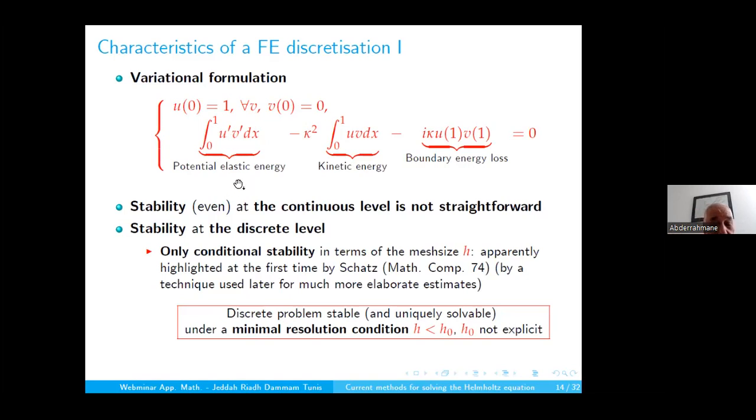It describes, in fact, the potential elastic energy. And you have a second bilinear form, it is the kinetic energy. And the third bilinear form has a purely imaginary coefficient, and the difficulty comes from the bad sign here. So you cannot have coercivity.